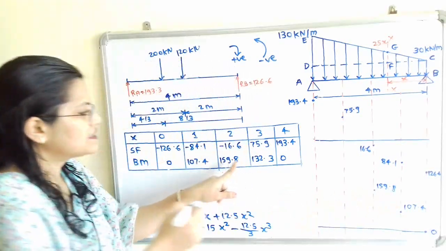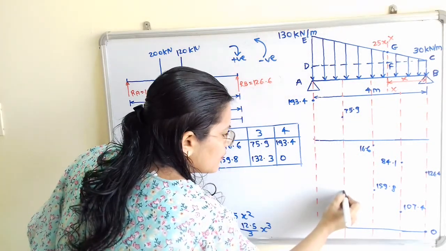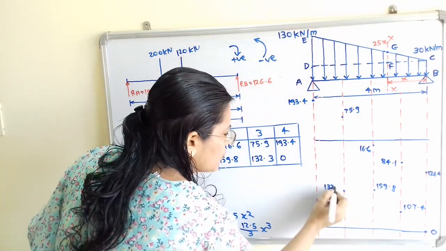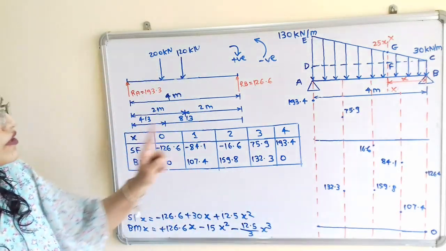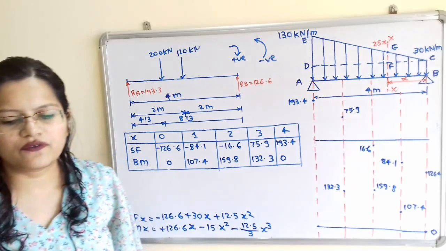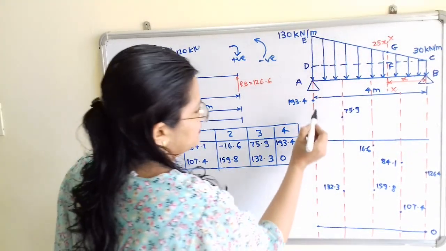Next is 159.8. So I will plot here 159.8. Then next is 132.3. So I will plot here 132.3, and next one is 0. Now first we will complete the shear force diagram. So I will connect all these points.